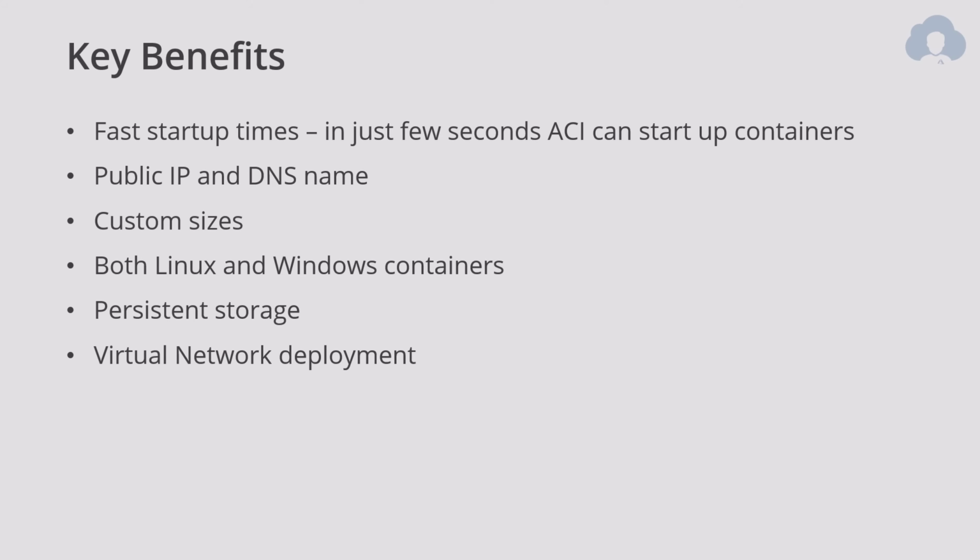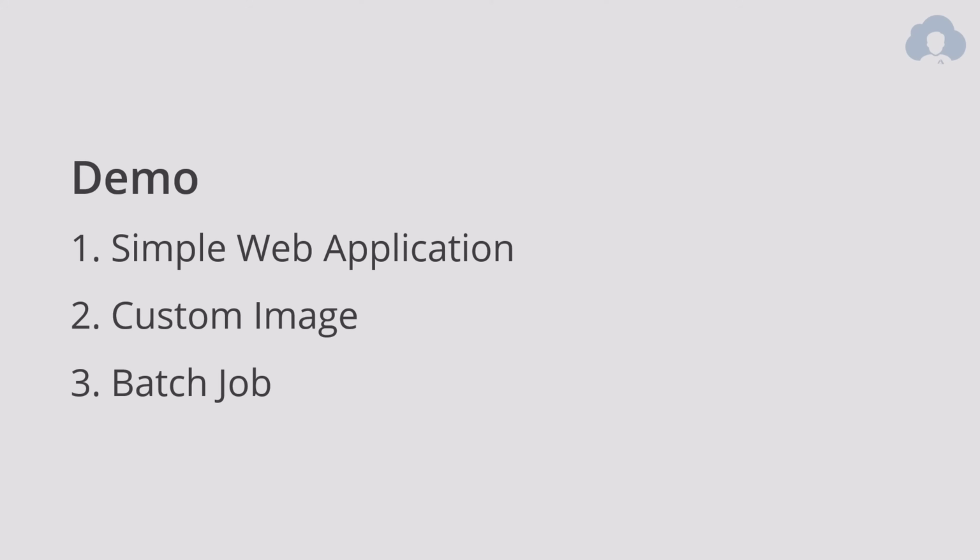You can do this through the file share, but there are a couple more options available. And lastly, one of the key benefits of ACI is that you can actually deploy your containers within a virtual network. This allows you to connect to those firewall protected and on-premises resources. So we can actually go to demos now.